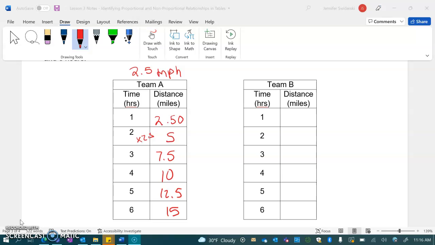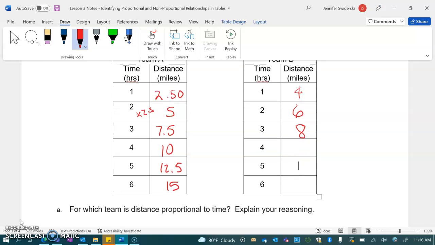Well, Team B, their first hour went 4 miles, and every hour after that, they add 2 miles. So after that first hour, if I add 2, they have 6. If I add 2 to 6, they have 8. If I add 2, they have 10. If I add 2, they have 12. If I add 2, they have 14.